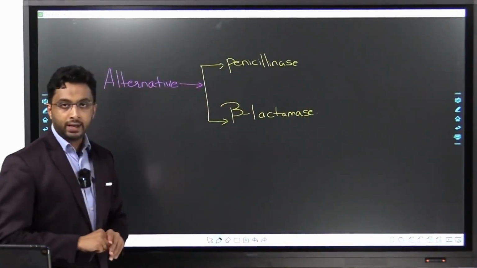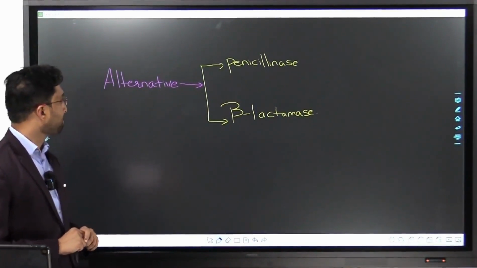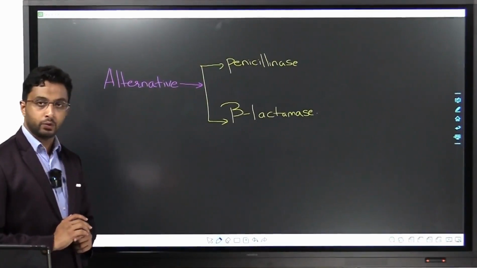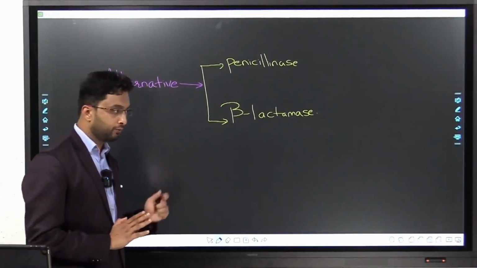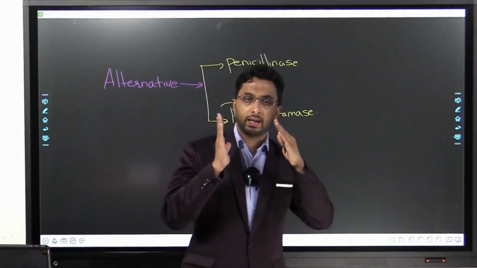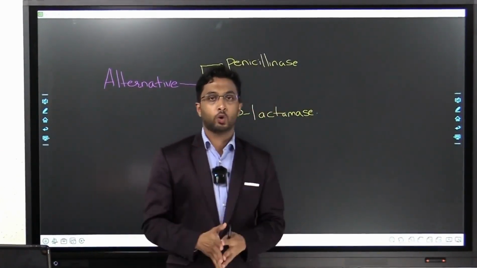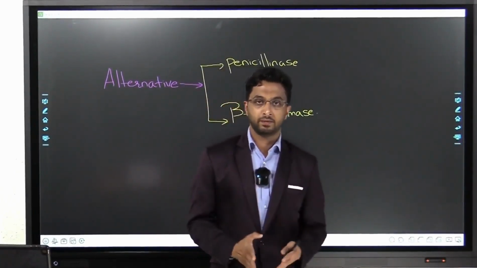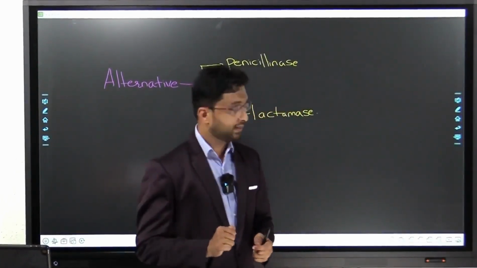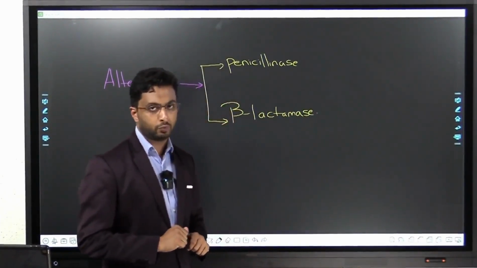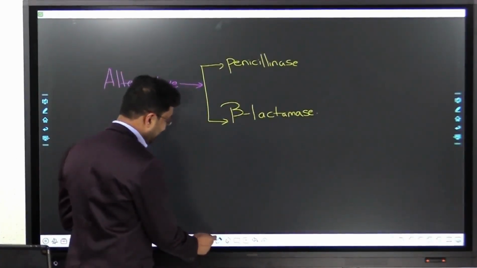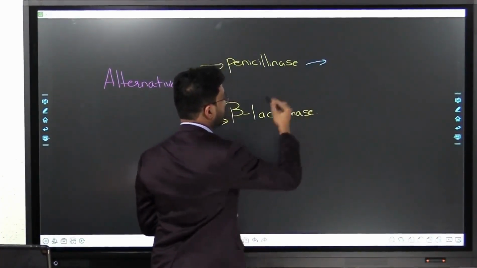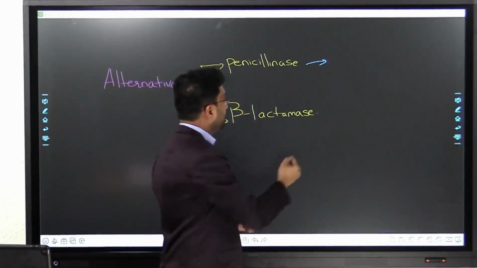So if you find a bacteria which has developed resistance to the beta-lactam antibiotics, you find that the normal antibiotic you give for Staphylococcus aureus, the most advised antibiotic, is benzyl penicillin. But the organism has developed penicillinase. So what will you do? You have to give a penicillinase resistant antibiotic, which is cloxacillin.